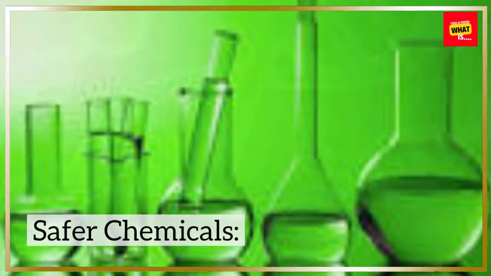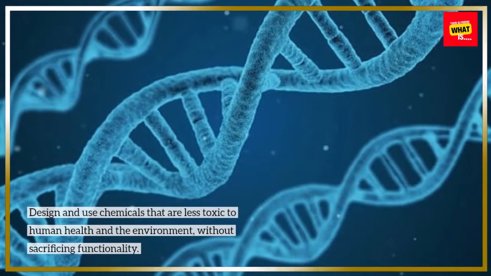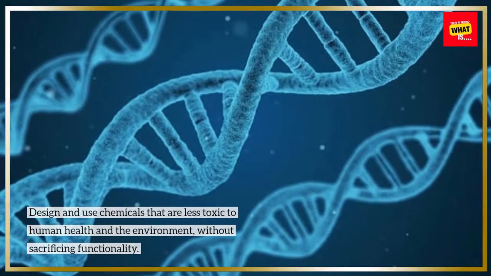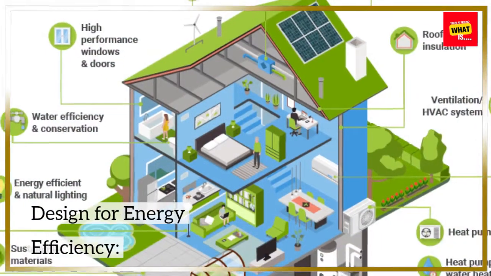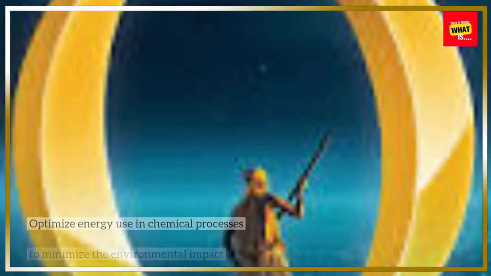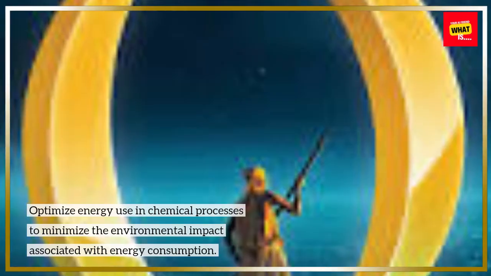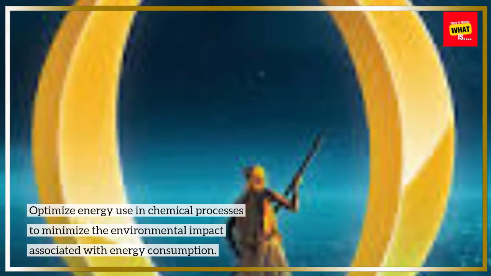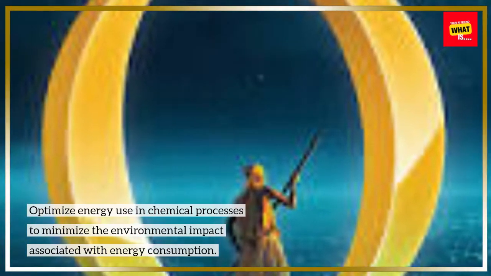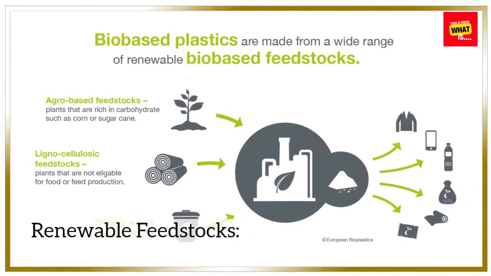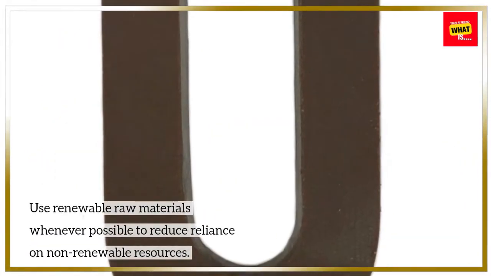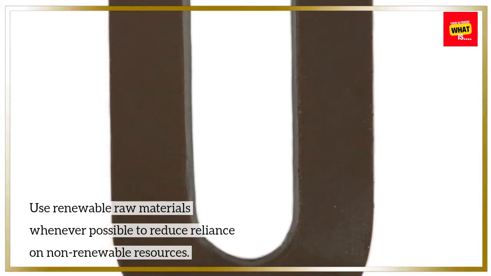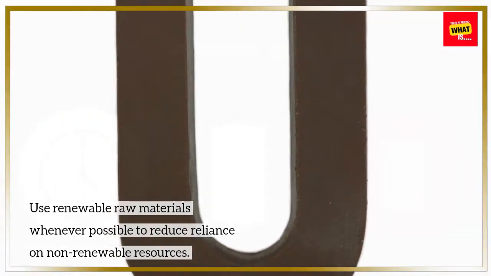Safer chemicals. Design and use chemicals that are less toxic to human health and the environment, without sacrificing functionality. Design for energy efficiency. Optimize energy use in chemical processes to minimize the environmental impact associated with energy consumption. Renewable feedstocks. Use renewable raw materials whenever possible to reduce reliance on non-renewable resources.